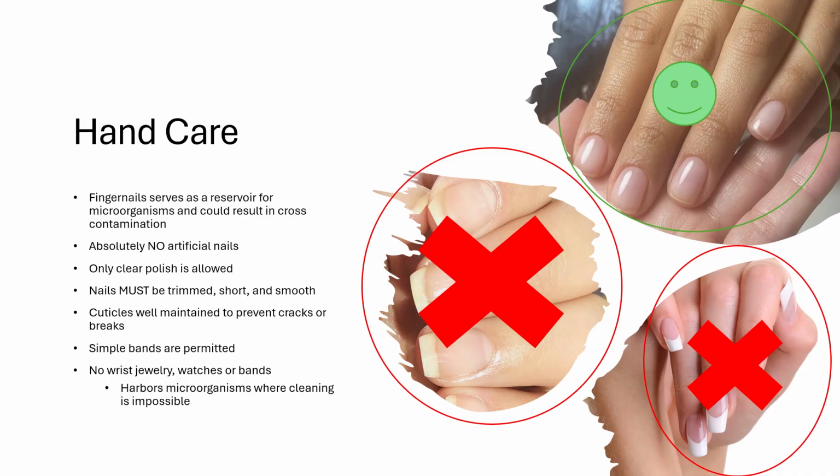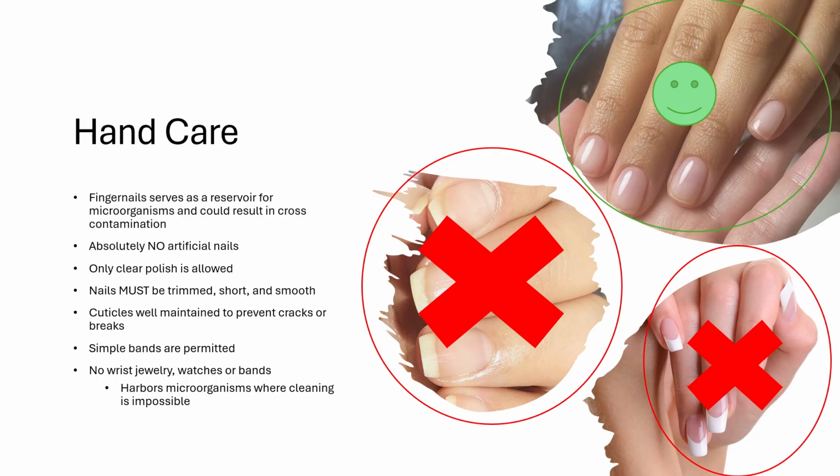So the most important thing that we need to understand is hand care. And this is what we are going to be doing our first skill assessment on in lab. Hand care is so important because the fingernails serve as a reservoir for microorganisms and could result in cross-contamination. Okay, so no artificial nails are allowed. If you have nail polish, clear nail polish is okay.